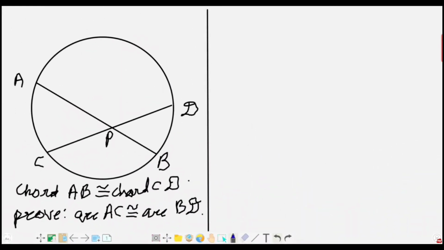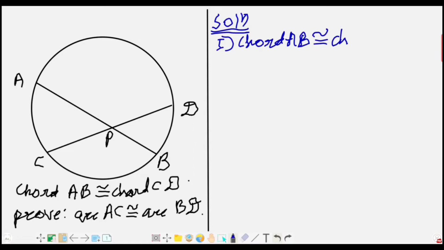Now students, let's solve one more sum. In this, chord AB and chord CD intersect at point P, and it is given that chord AB is congruent to chord CD. Based on that, you have to prove that arc AC is congruent to arc BD. You know that if the chords are congruent, their corresponding arcs are also congruent. So the very first point: they have given that chord AB is congruent to chord CD. This is given. This I have not written.